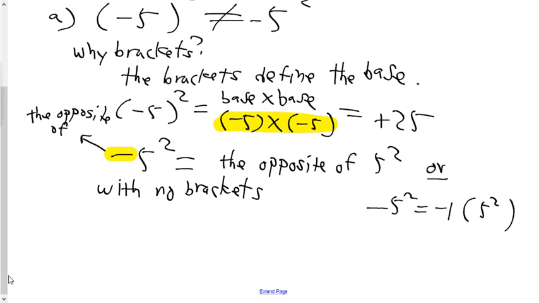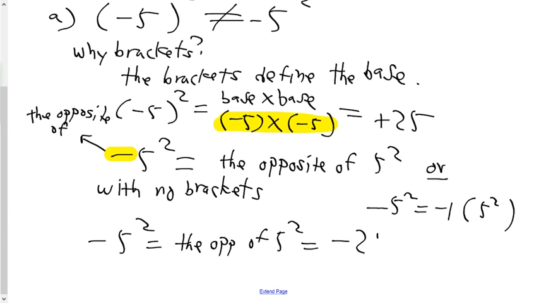So when I think of that, I want to think of the opposite of 5 squared. So negative 5 squared will be the opposite of 5 squared. Which means, since 5 squared is 25, what's the opposite of 25? Negative 25. Does that kind of make sense?